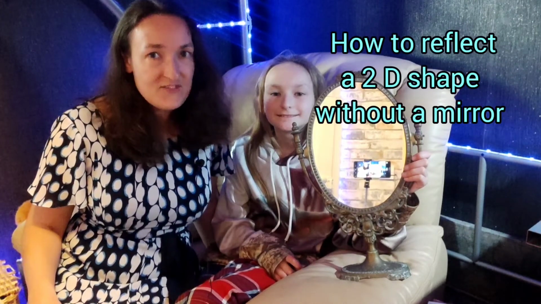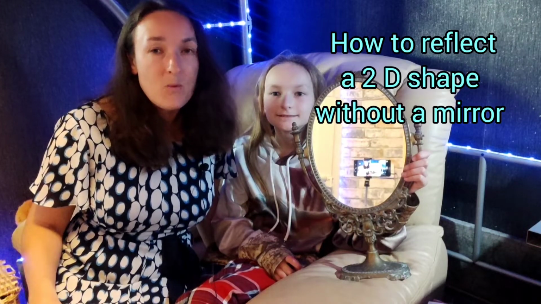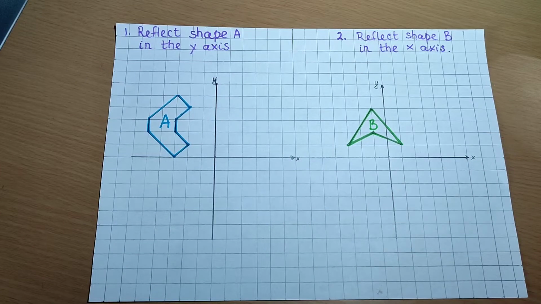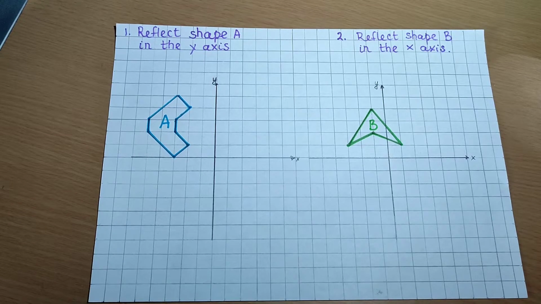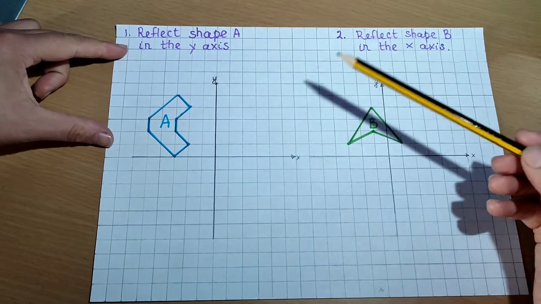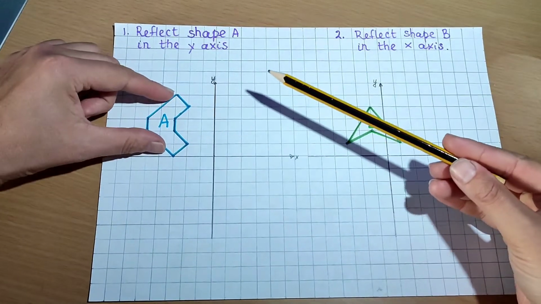Hello, in this video we're going to learn how to reflect a 2D shape without a mirror. Without a mirror? How could that be possible? Well, let's find out. I'm going to show you how to reflect a 2D shape without a mirror. So what is reflection? It's like a mirror reflection of the shape.